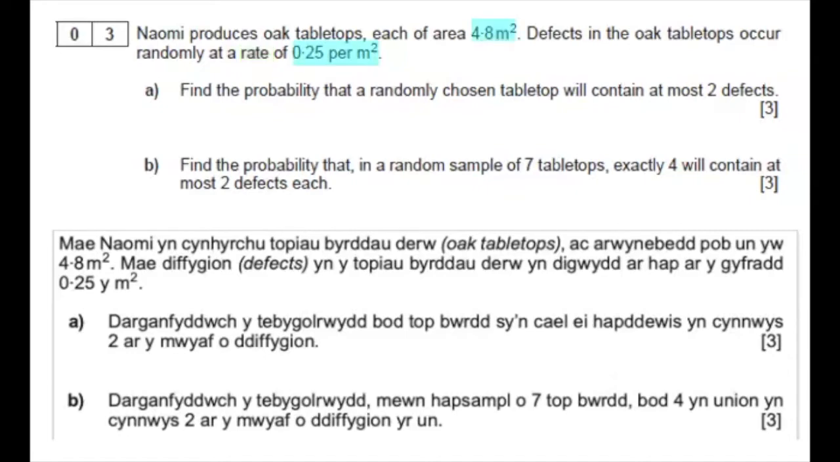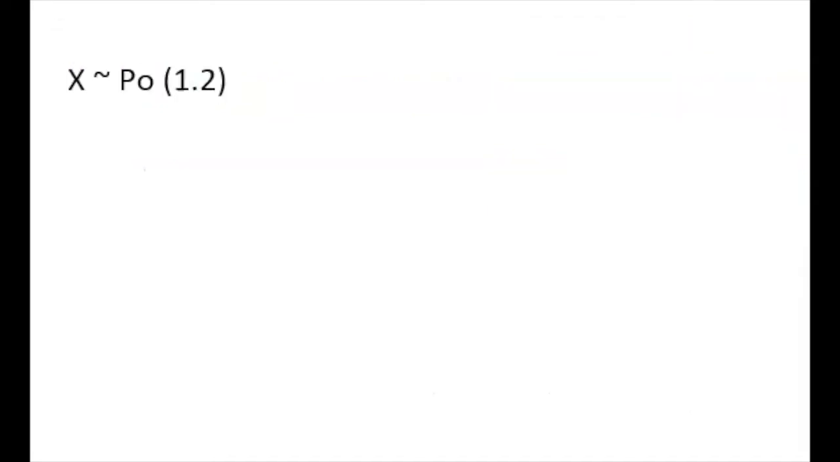The area of the tabletop is 4.8 meters squared, and the rate is 0.25 for every meter squared. So this is a Poisson distribution, and the mean number is 4.8 times 0.25, which is 1.2. If x is the number of defects, then x is the random variable, which is Poisson, with a mean 1.2.